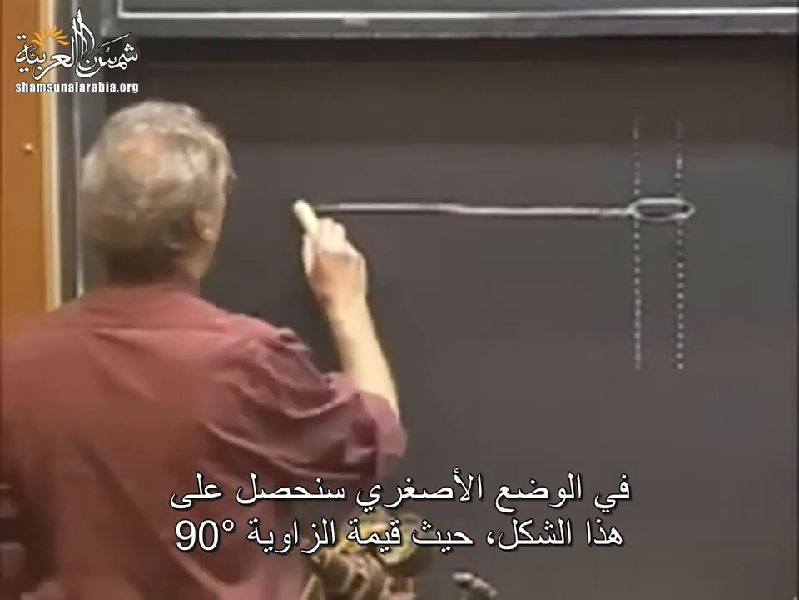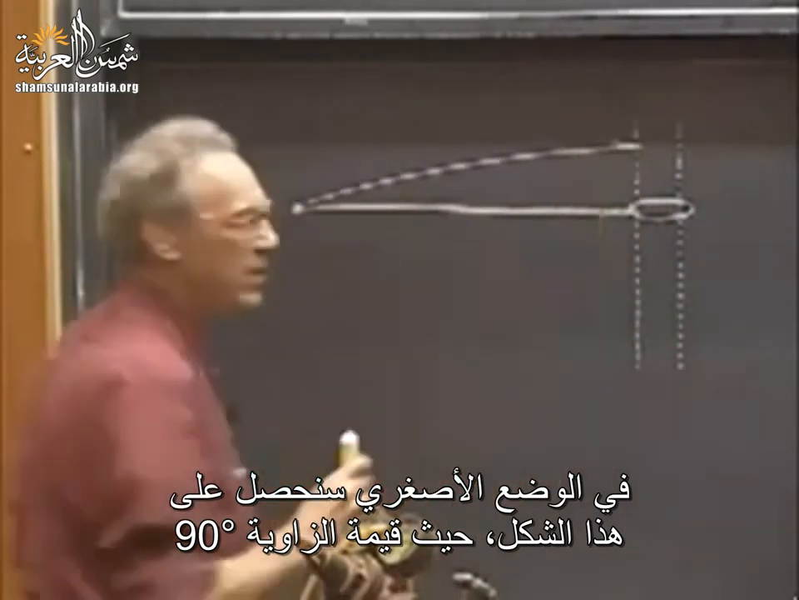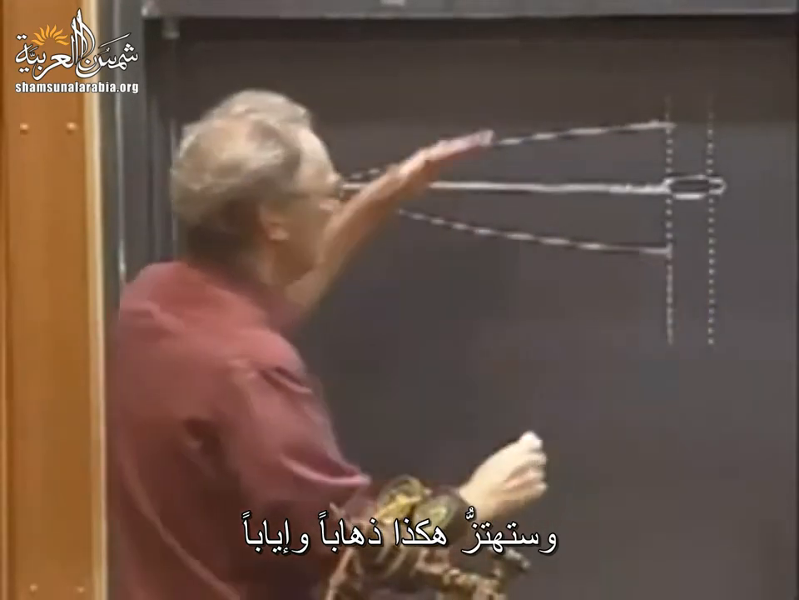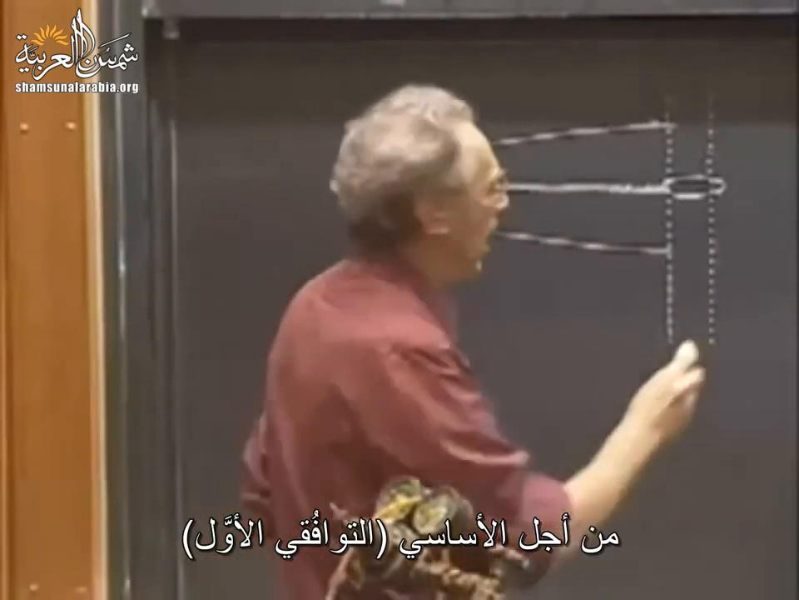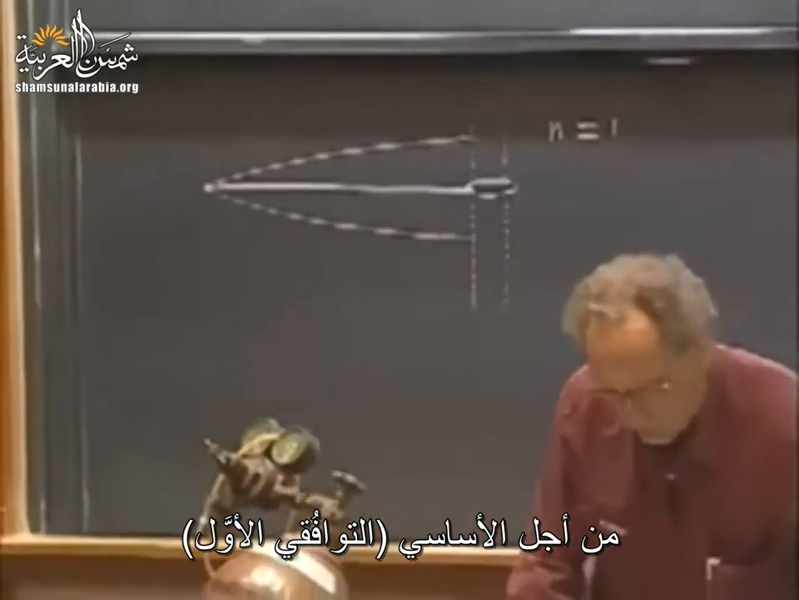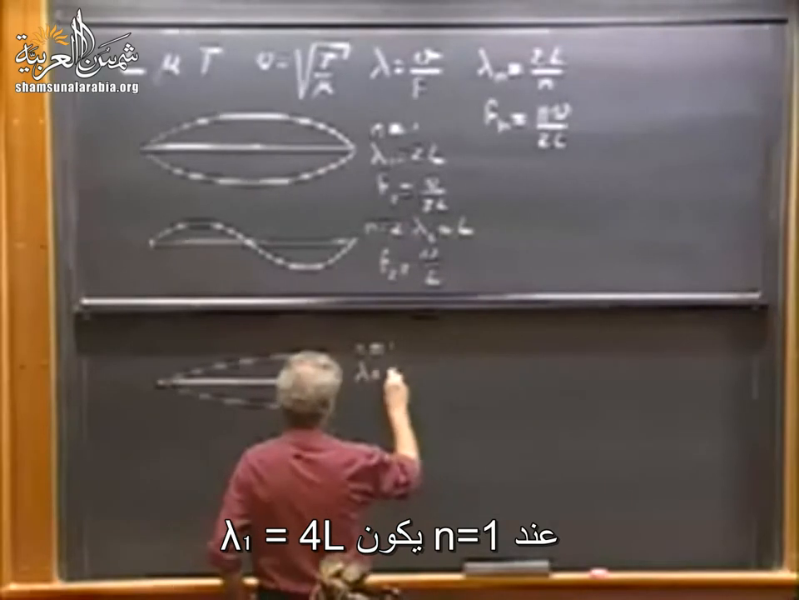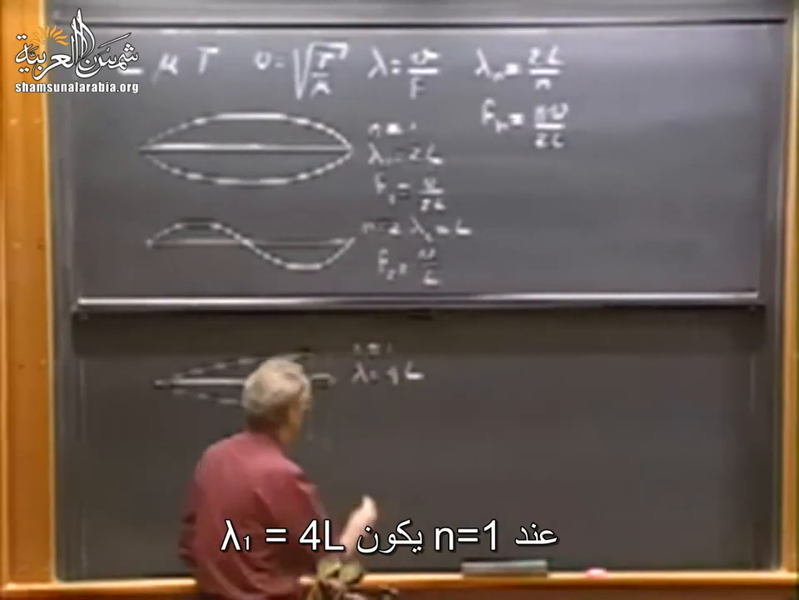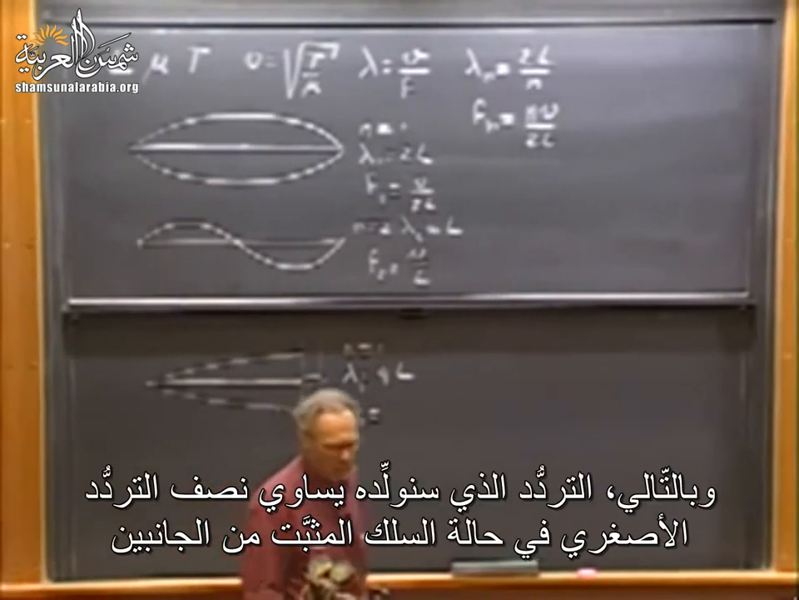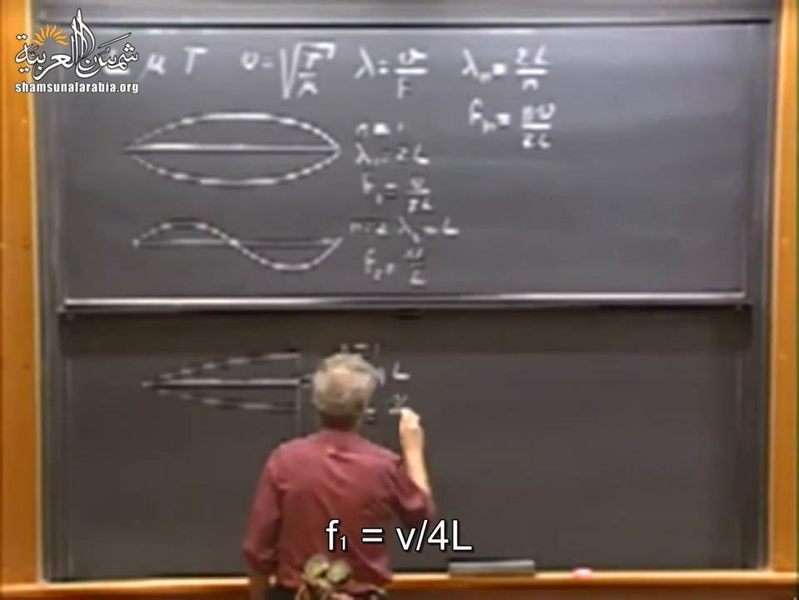And then in the lowest mode, you'll get this. The angle is 90 degrees. The y, the x must be 0 there. And then it oscillates like this, back and forth. And so now you have that n equals 1, which is now the fundamental, first harmonic. Lambda 1 is now 4L. And therefore the frequency that you now generate is twice as low, is now V divided by 4L.